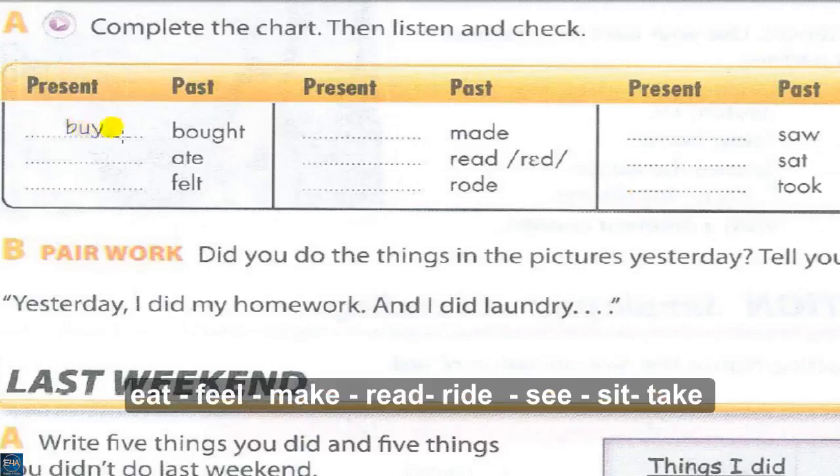The present buy, the past bought. The present eat, ate. Feel, felt. The present make, the past made. Read, read, R-E-A-D, like the past, but the way of speaking is different. Ride, rode. See, saw. Sit, sat. Take, took.